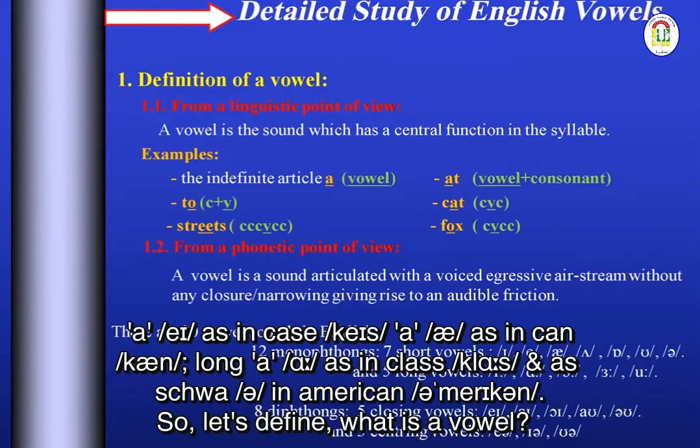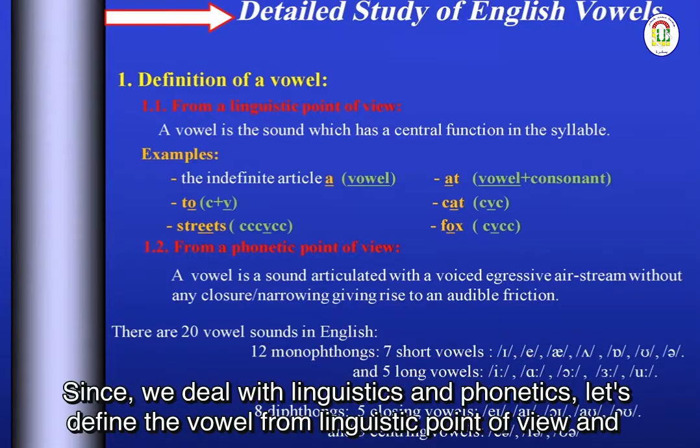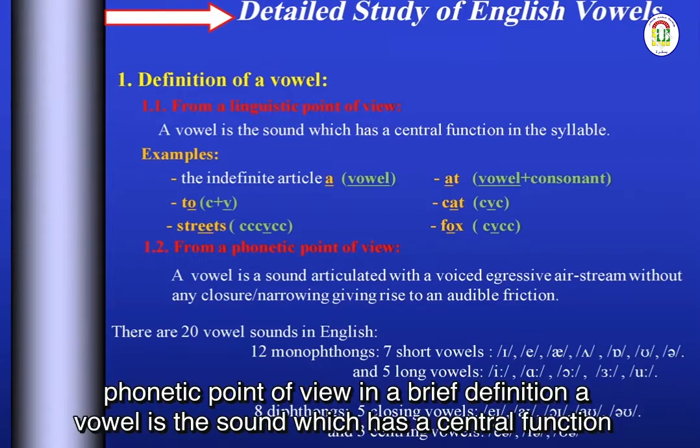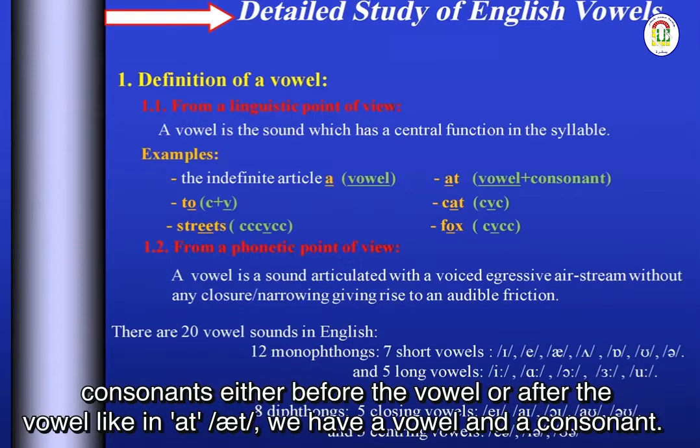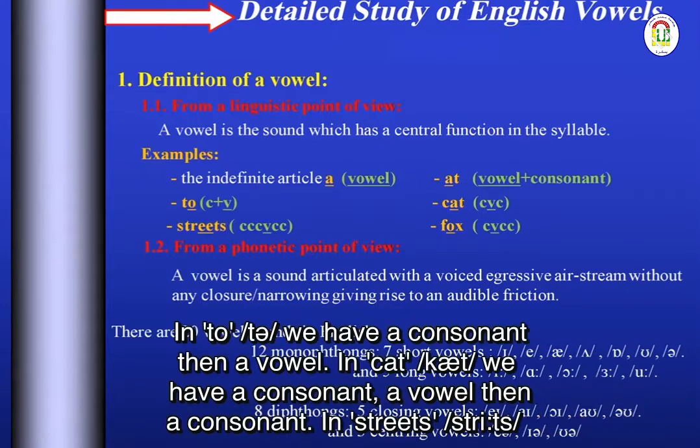So let's define what a vowel is. Since we deal with linguistics and phonetics, let's define the vowel from a linguistic point of view and a phonetic point of view. In a brief definition, a vowel is the sound which has a central function in the syllable. For example, we can find a vowel alone, like in A or I. It could be surrounded by consonants either before or after the vowel. Like in at, we have a vowel then a consonant. In to, we have a consonant then a vowel. In cat, we have a consonant, a vowel, then a consonant.